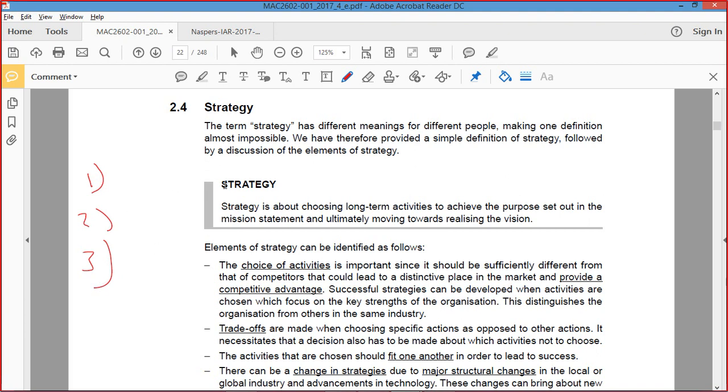So that's strategy. Strategy is almost more defined, if you will. It's defining what we are going to do. So if we're going to go that route, what is the first step? What is the second step? What is the third step?